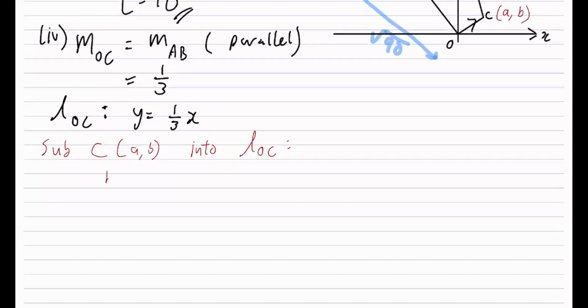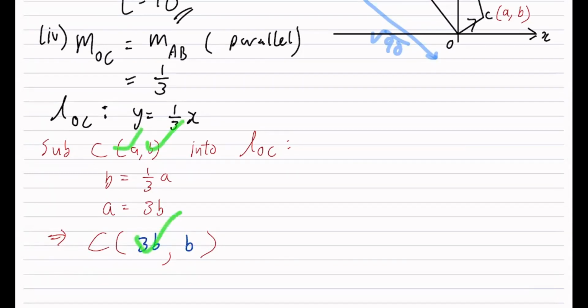B equals A over 3, which is 1/3 A. Good. So maybe we can make A the subject. So A equals 3B. So this implies that C is actually (3B, B). Okay, we have converted it from two unknown constants, A and B, into a single constant.